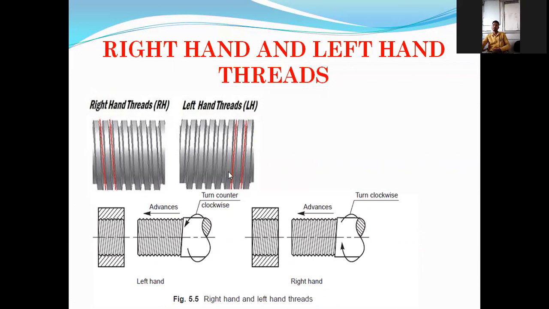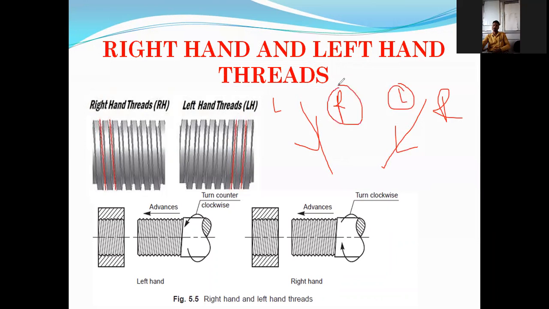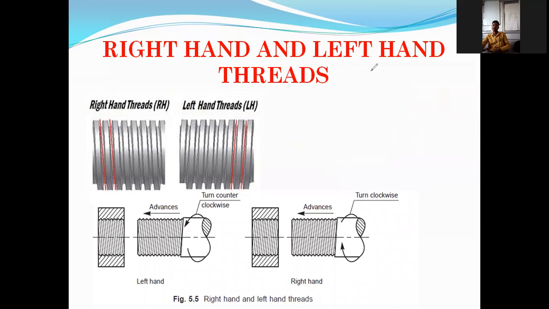We have to see the orientation, from where to where the threads are passing. It should be downward, something like this, and we have to see that downward line, from where to where. This side is RH, this side is LH. If this downward line is going towards the left hand side, it is a left hand thread, and if it is going towards the right hand side, it is a right hand thread.